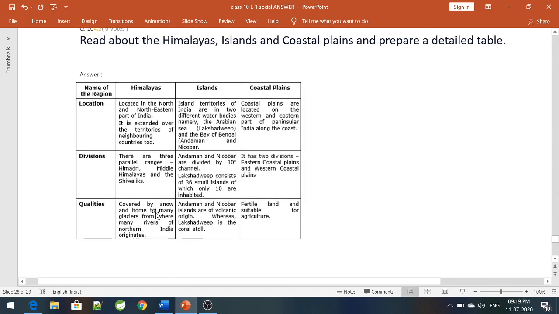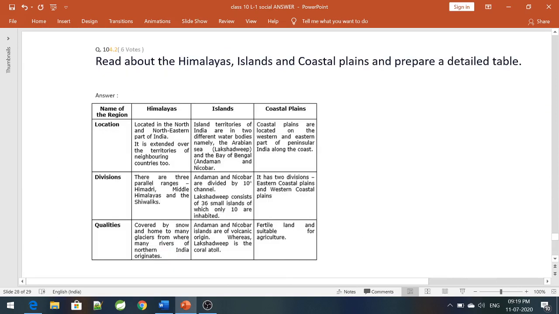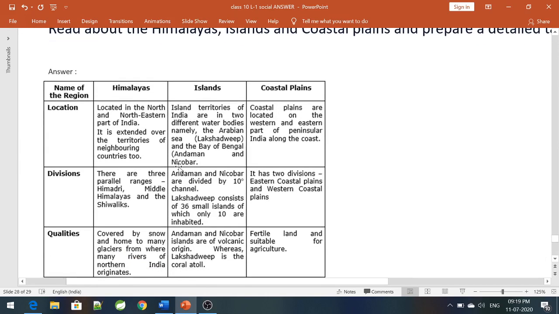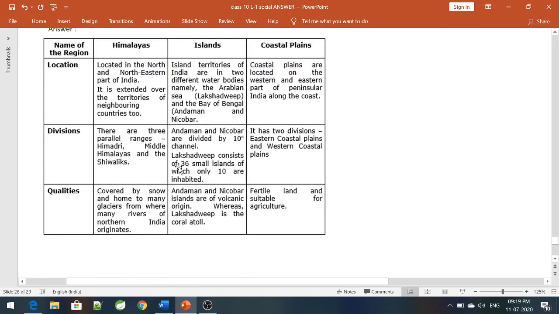Prepare detailed tables on the Himalayas, islands and coastal plains. So, all the differences between location, division and qualities of these Himalayas, islands and coastal plains. You can take down this answer also.